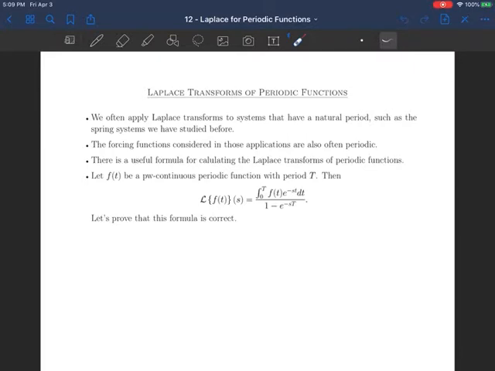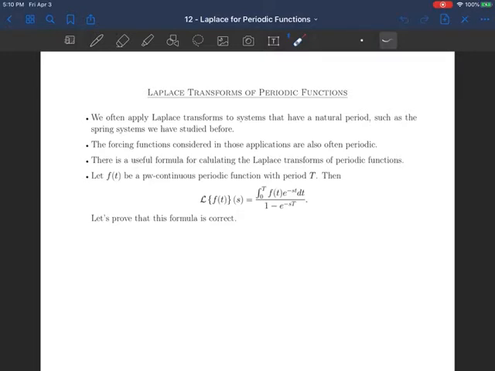Hi everyone, welcome back. So today we're going to be talking about Laplace transforms for periodic functions. This turns out to be pretty useful because often when we apply Laplace transforms, it's to systems that have a natural period, such as spring systems that we've studied before, also electrical systems that are modeled by the same equations. And the forcing functions that we apply to those things are often also periodic. Wave functions or periodic forces being applied to a spring or things like that.